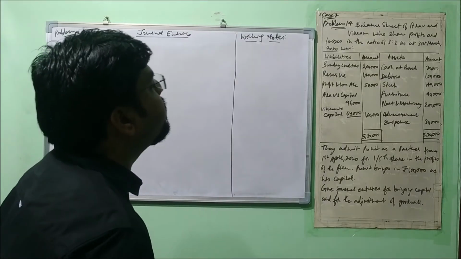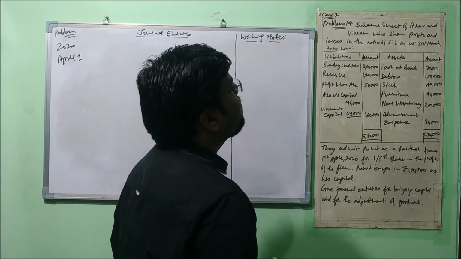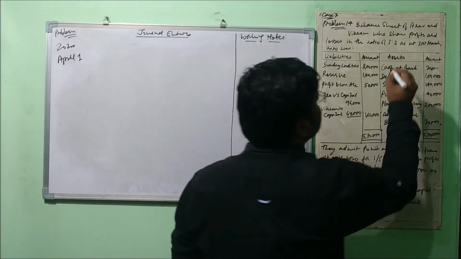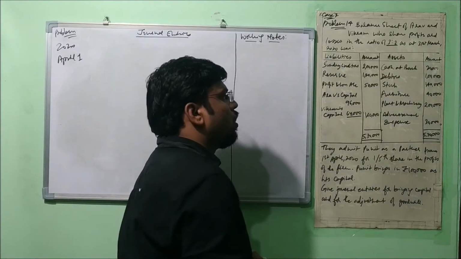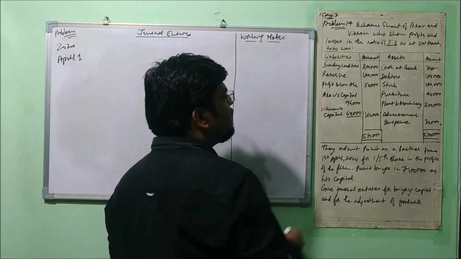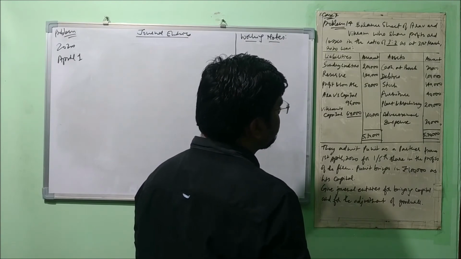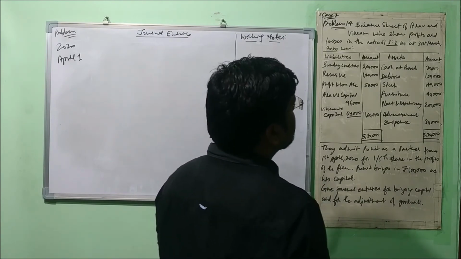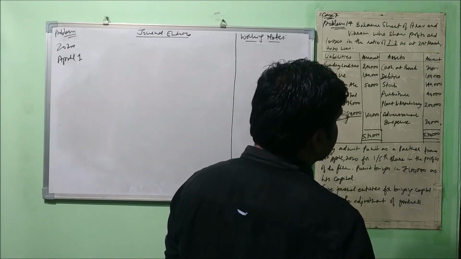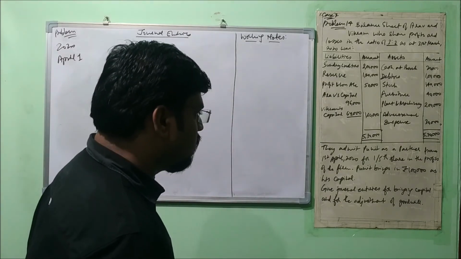So I have written the question here. Problem number 14. Balance sheet of Arav and Vikram, who share profits and losses in the ratio of 3:2, as at 31st March 2020 was. So this is the old ratio. On the liability side, we have sundry creditors, reserve, profit and loss account, Arav's capital and Vikram's capital. On the asset side, we have cash at bank, debtors, stock, furniture, plant and machinery, advertisement, suspense. And the total is 5,30,000.